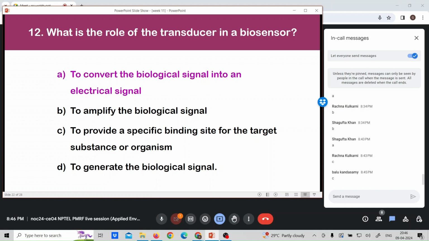The answer is A. See, we have different things in a biosensor, right? So the analyte is something that we want to detect, that we want to know about. So that analyte generally binds to a specific biomolecule or some bioelement. Okay, so that bioelement provides a specific binding site for the target substance or organism. So the target substance or organism is our analyte, and that binds to a specific bioelement. And this interaction creates some kind of a change.